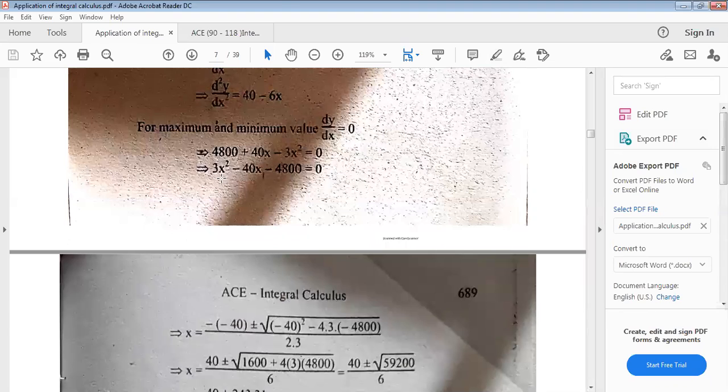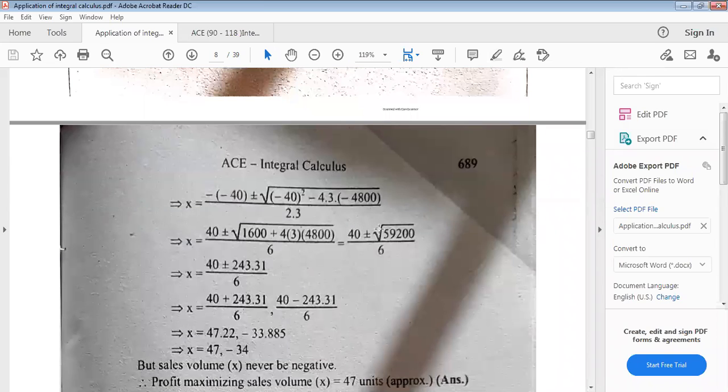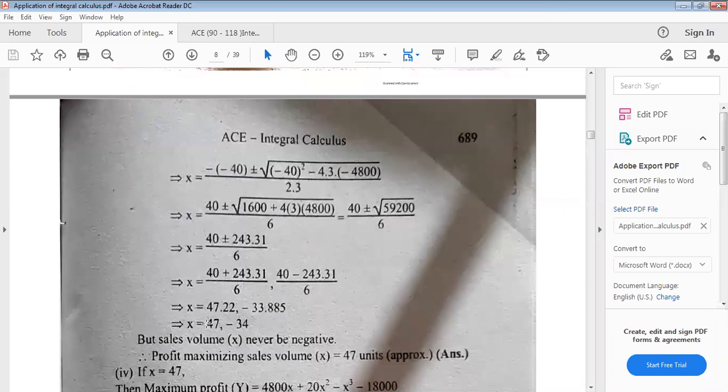Now this is a quadratic equation, of the type ax square plus bx plus c. Solving with x equals minus b plus minus square root of b square minus 4ac, divided by twice a. Minus b means the coefficient of x, so minus 40, that is 40, and minus 40 whole square. In 4ac, a is the coefficient of x square, and the constant term is minus 4800, divided by twice a. Just putting all the values and calculating, we get two values of output.